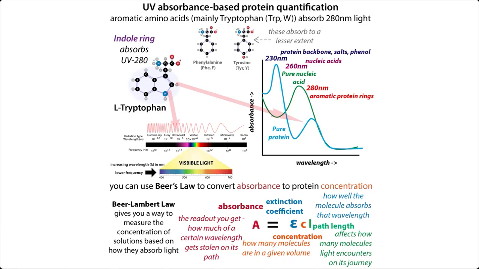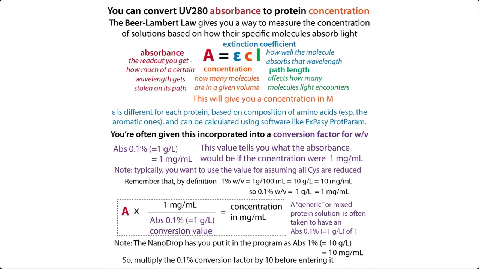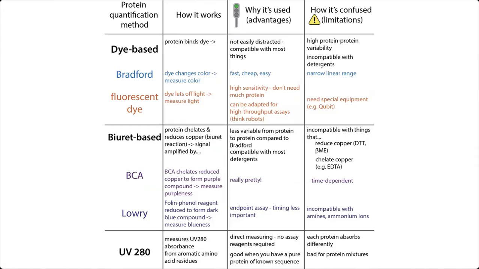If you know the composition of a protein, so how much of each of these aromatic amino acids it has, you're then able to get a value called an extinction coefficient that you can use to determine the precise concentration. Or if you have a generic mixture, you can use a value that's given for a sort of average protein. This is only one way to measure protein concentration.